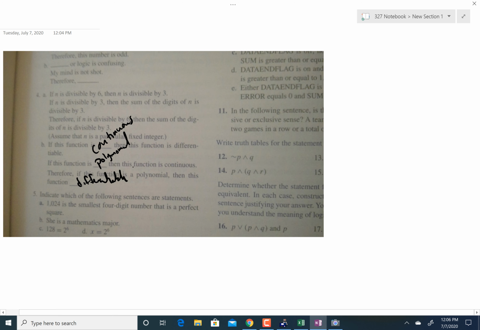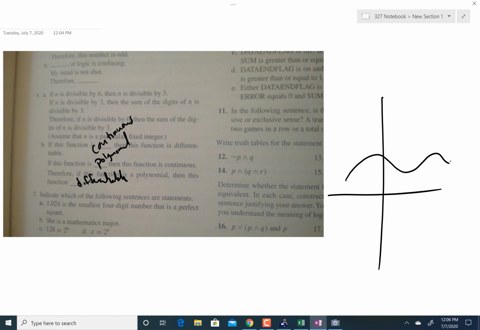Okay. Now, it's kind of weird the way they wrote it. I say this function is continuous, then it's differentiable. Remember that back in the day when you had a continuous function, continuous meaning you can draw it without lifting your pencil. The only example of that that's not true is this guy that's not differentiable at a point. There it is, right?